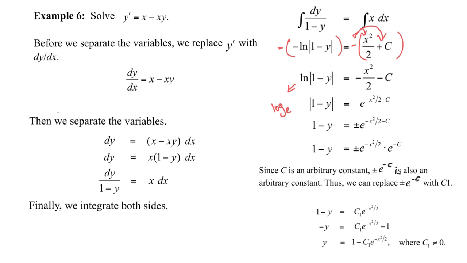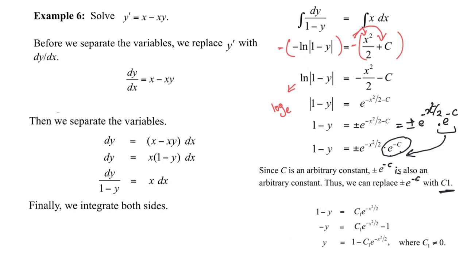If you separate this, this will be plus or minus e power negative x squared divided by 2 times e power negative c. So that is the same thing you have here. And this e power negative c, that is also a constant, right? e is a constant. So e power negative c, that is not a function, that is a constant. So we can replace this constant with c1.